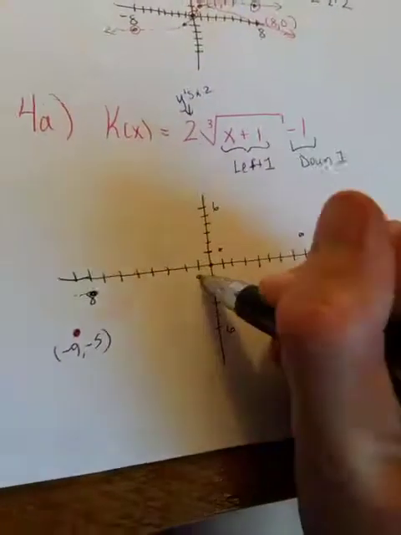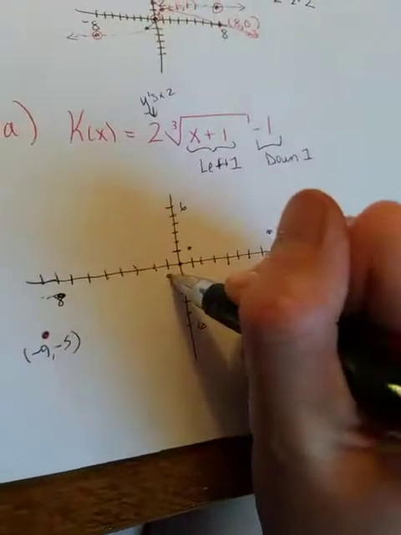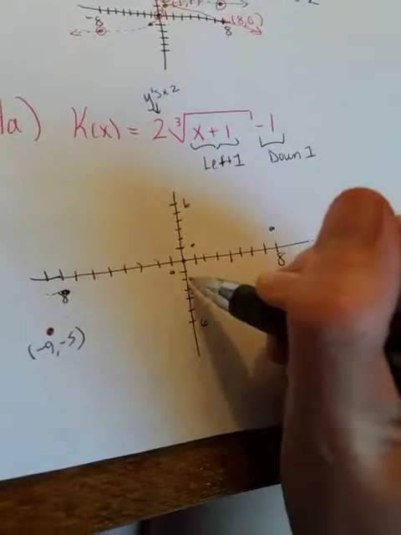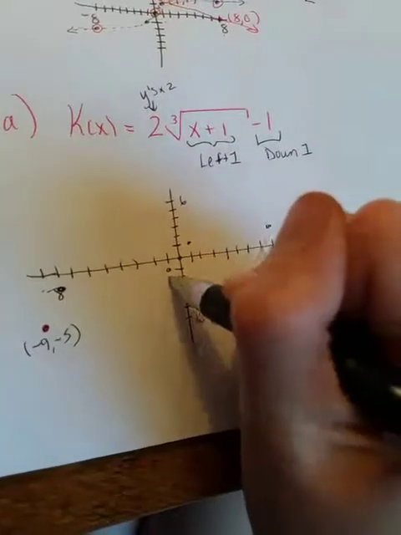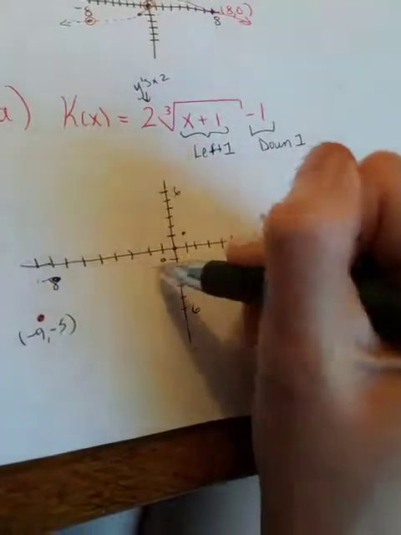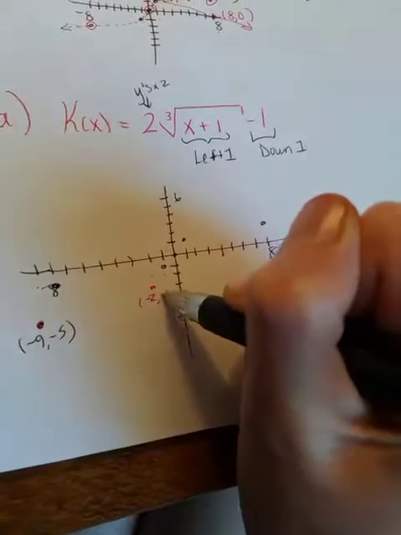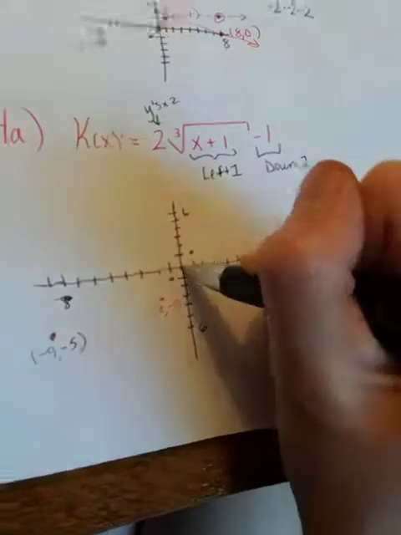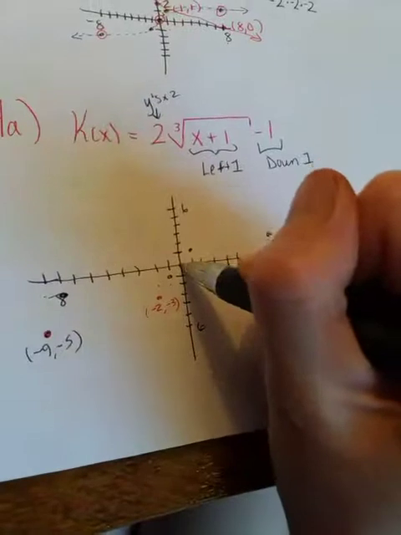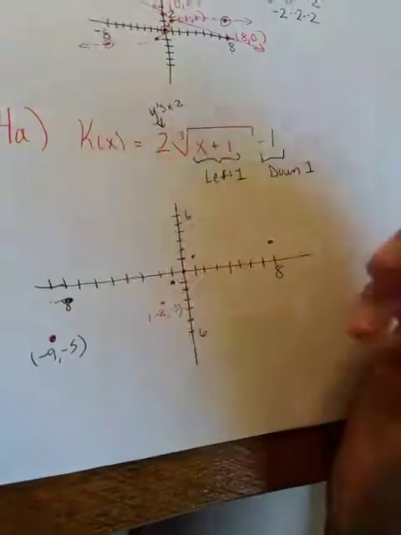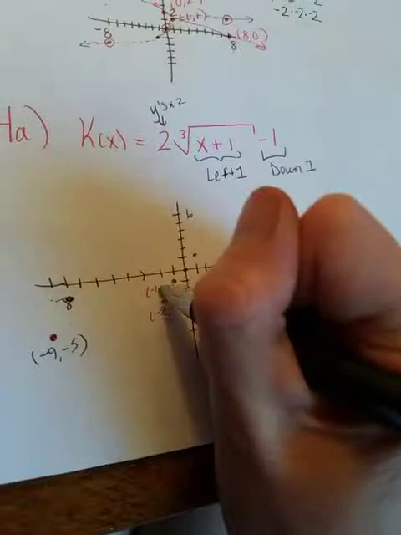All right. Next point, y's times 2. So your y value is negative 1. Negative 1 times 2 brings us to negative 2. I have to go left 1 and then down 1. So this is the point, negative 2, negative 3. 0, 0. 0 times 2 is 0. I go left 1 and down 1. So you're at the point, negative 1, negative 1.